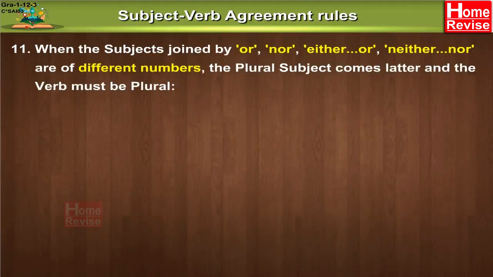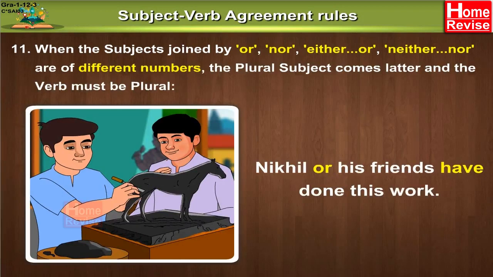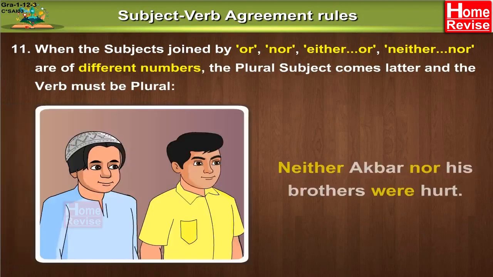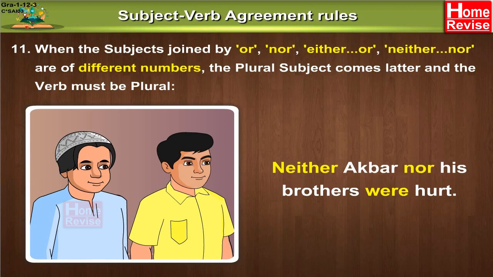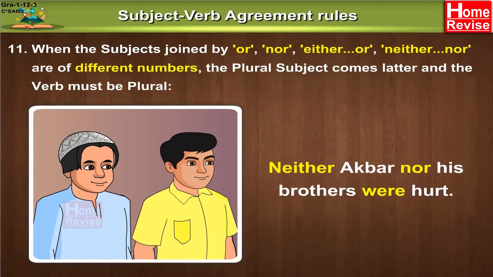11. When the subjects joined by or, nor, either or, neither nor are of different numbers, the plural subject comes later and the verb must be plural. Nikhil or his friends have done this work. Neither Akbar nor his brothers were hurt.